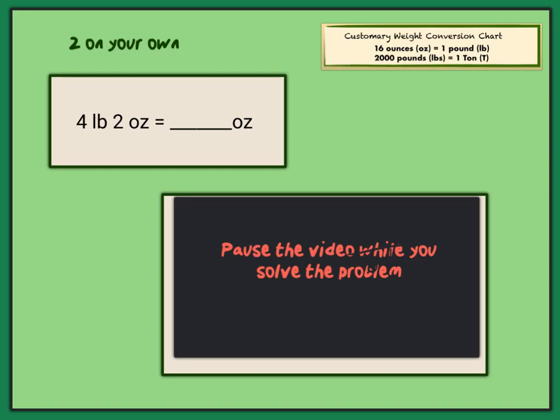In this problem, you're converting 4 pounds, 2 ounces to just ounces. Go ahead and pause the video while you solve the problem, and when you're ready to check your answer, go ahead and unpause the video.